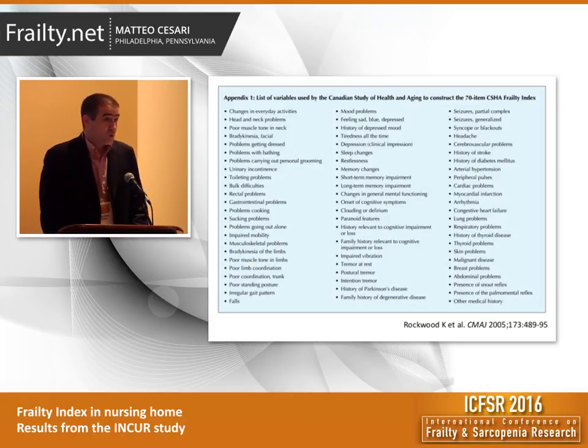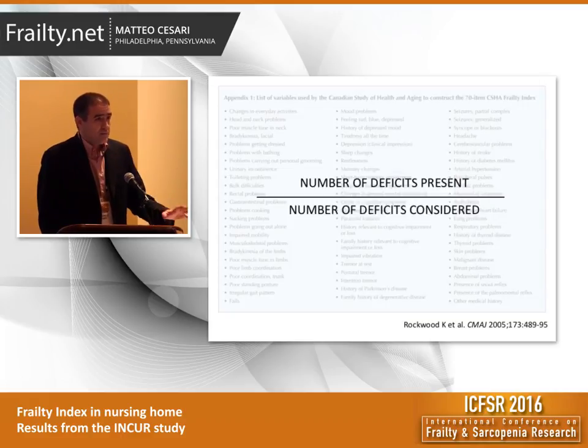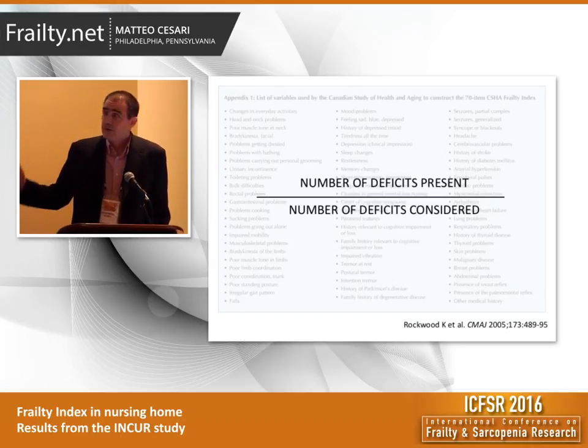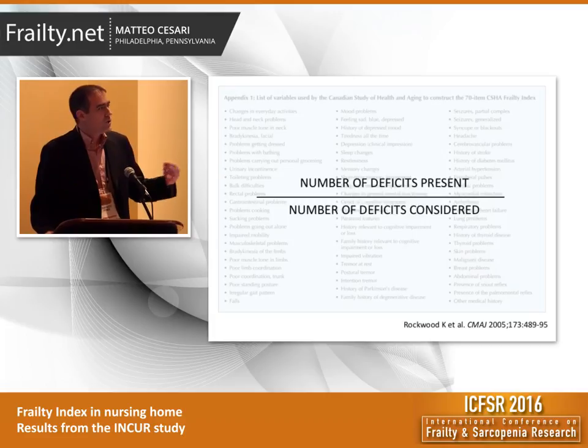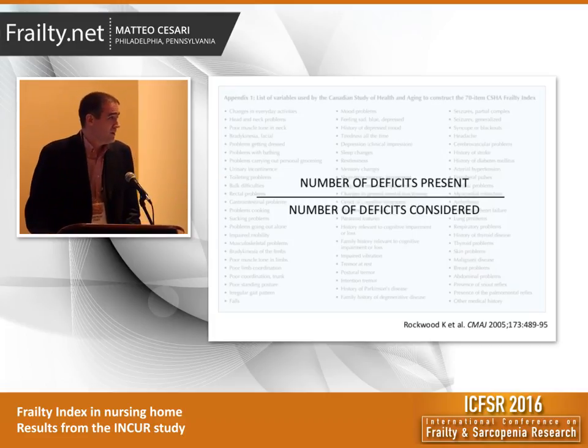Actually, it is not so difficult to implement because it can be easily summarized in this simple arithmetical formula. It's the number of deficits that the person presents divided by the number of deficits that we count, independently of which deficits we consider in the computation of the score.